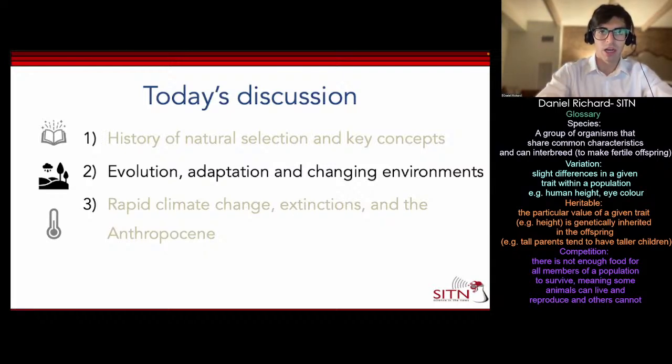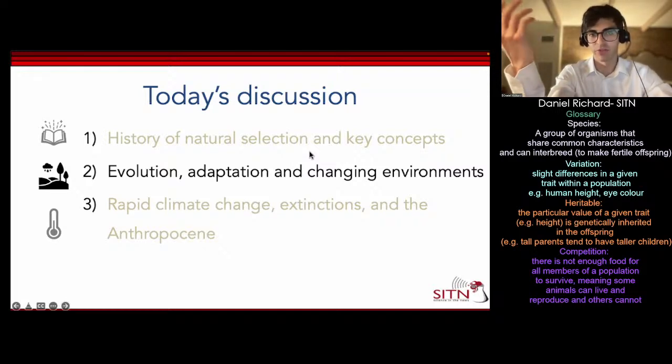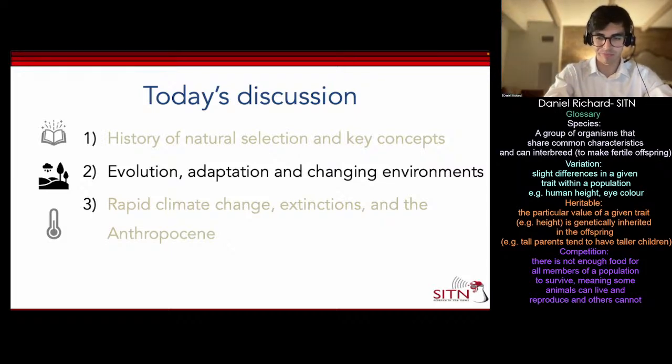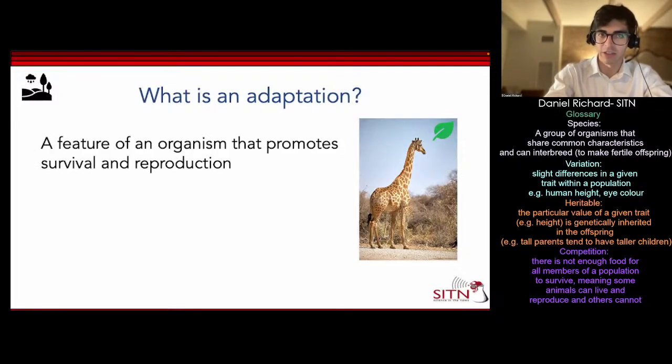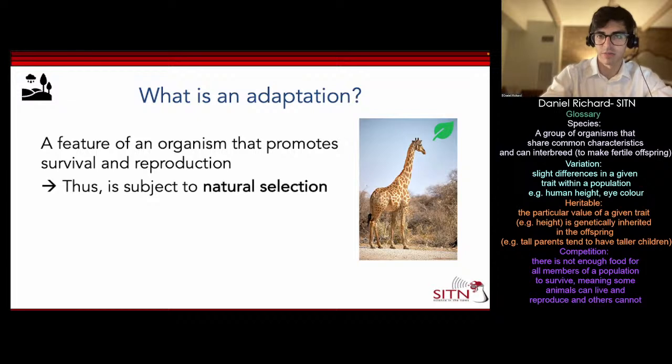Moving into the next part of this talk, now that I've defined evolution and how evolution works by natural selection, I'll talk about what forces animals to evolve, in particular in response to changes in their environments. First, I'd like to define a term: adaptation. An adaptation is a feature of an organism that promotes survival and reproduction, and thus that feature is subject to natural selection.